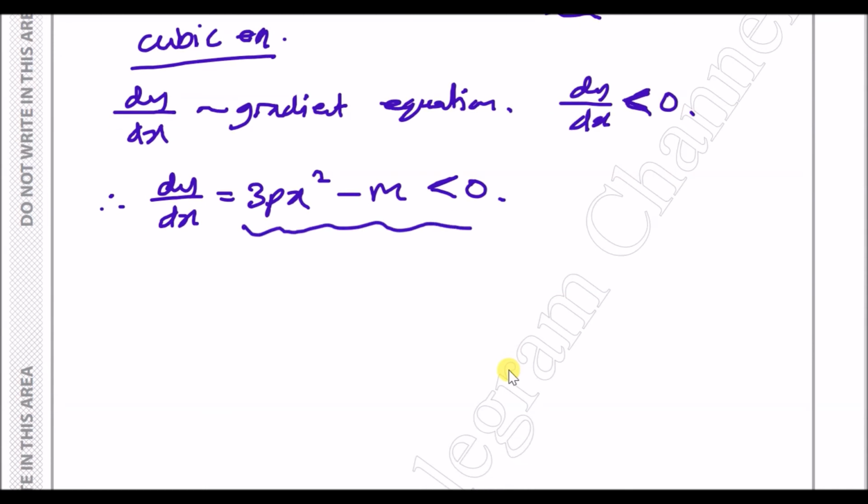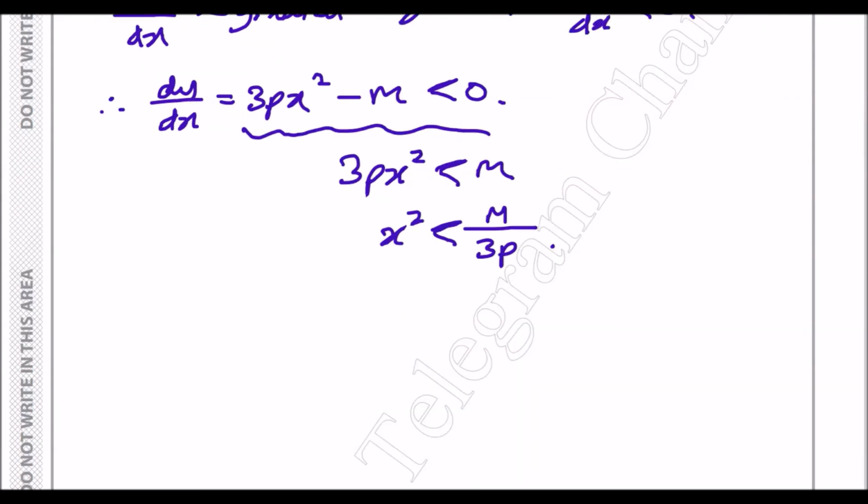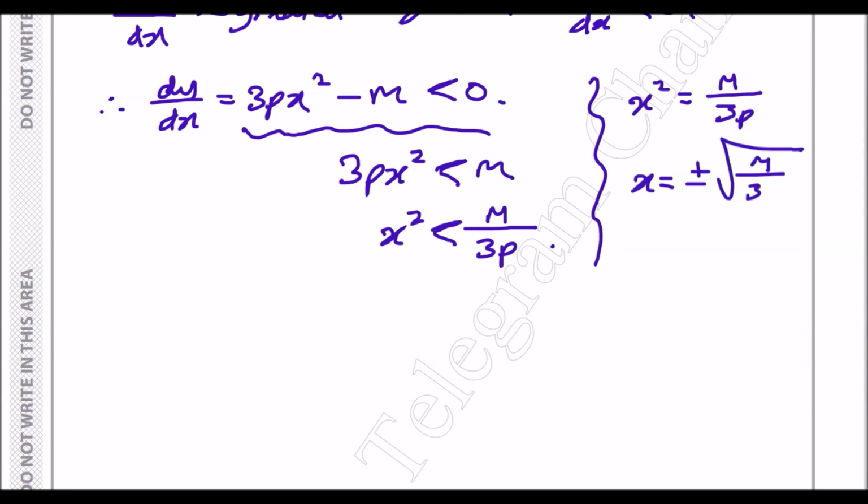So we're going to be solving this part. Let's put m to the other side, add it across. So you've got 3px squared less than m, divide by 3p across. You've got m over 3p. The last step, guys, is the square root bit. And this is the part where you can drop or lose marks. Just think of this one for a second as equaling m over 3p. If you square root this, you're going to get plus minus square root of m over 3p.